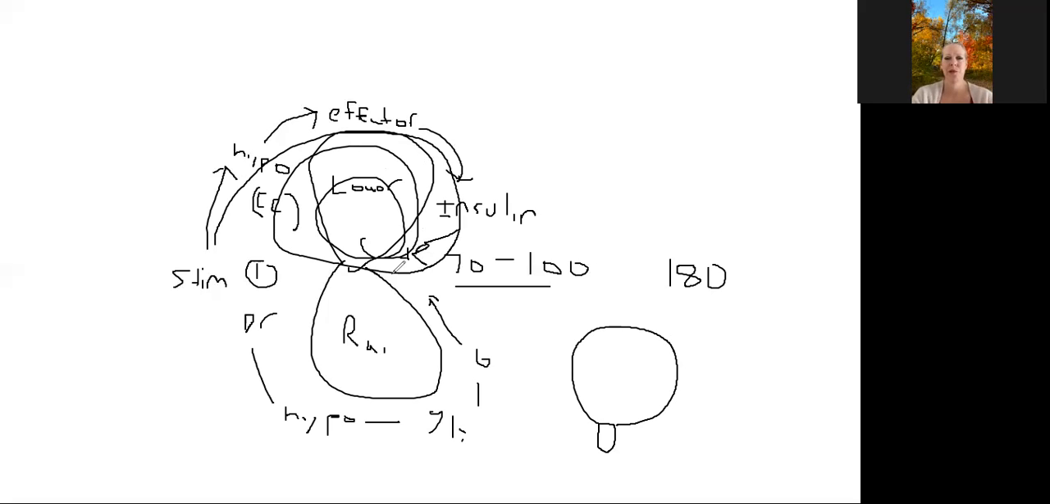So the problem we run into then is we're going to have too much insulin in the blood. This is going to decrease the insulin receptor's ability to respond to insulin properly. So then we're not going to be able to get our blood glucose down to a normal level, if that makes sense.